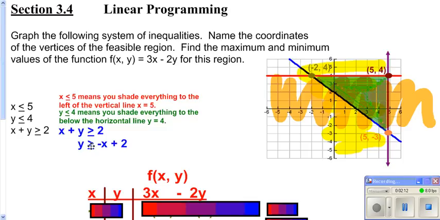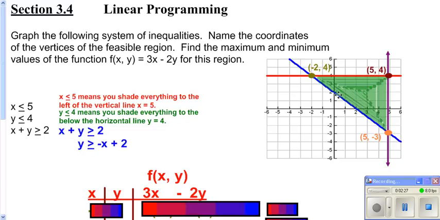You're looking for y is greater than or equal to that. So that means you need to shade above the blue line. So if you're looking at where all three of them overlap, it only ends up being this green area.